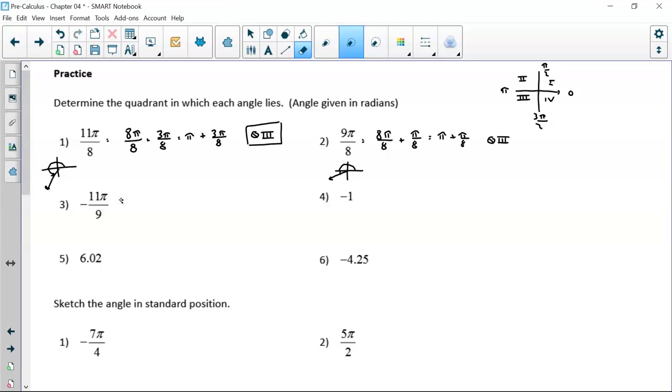Negative 11 pi over 9. Negative just means we're going clockwise. So that's negative 9 pi over 9 plus another negative 2 pi over 9. Like I said, this time we're going clockwise, so we're going to go down this way. That's our 9 pi over 9, our negative pi, plus a negative 2 pi over 9. Once again, the negative just means we're going clockwise. 2/9 is less than 1/2, so we're going to be in quadrant 2.